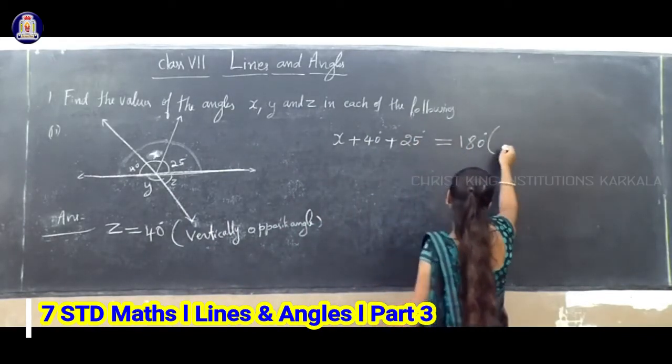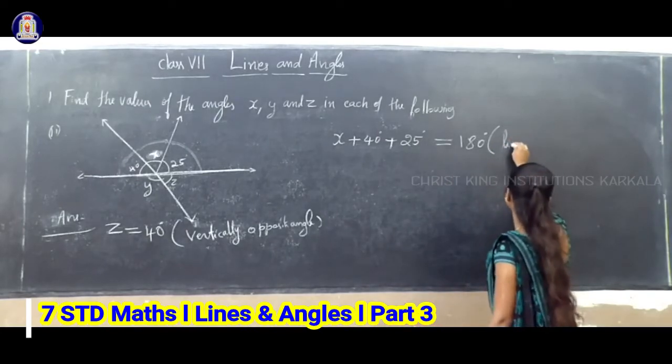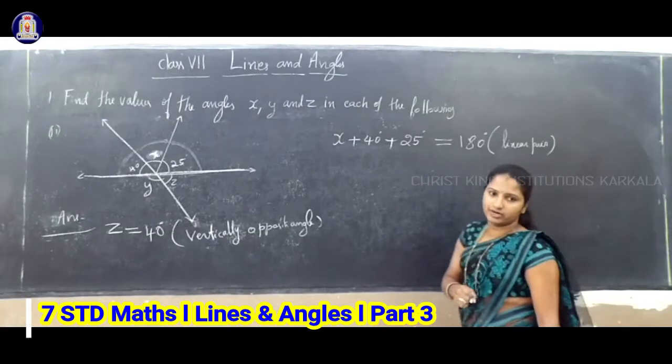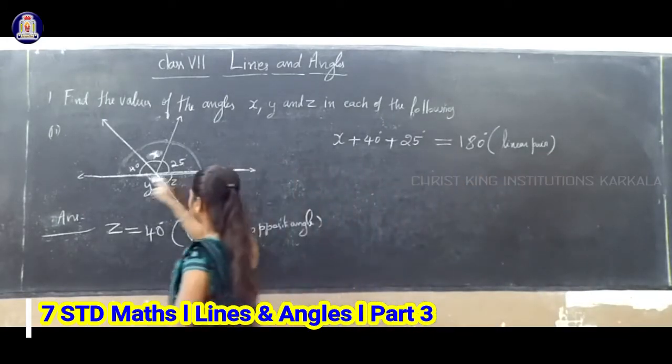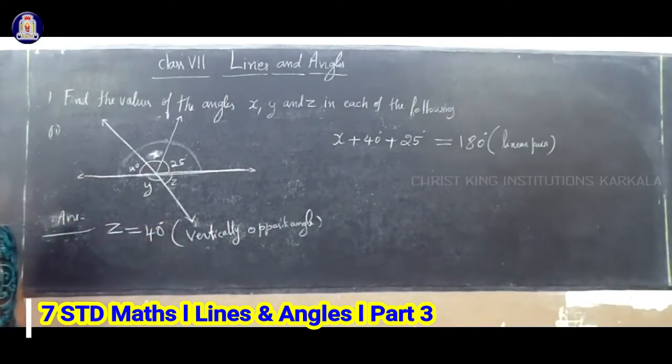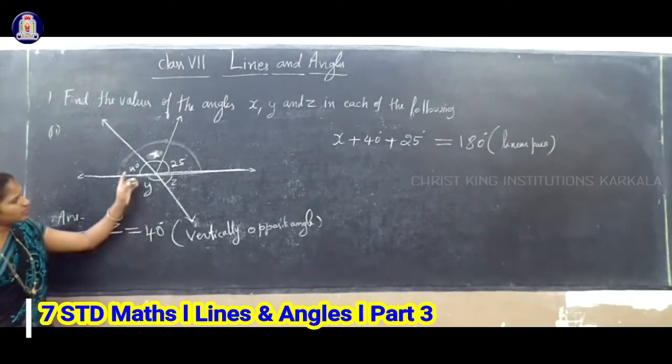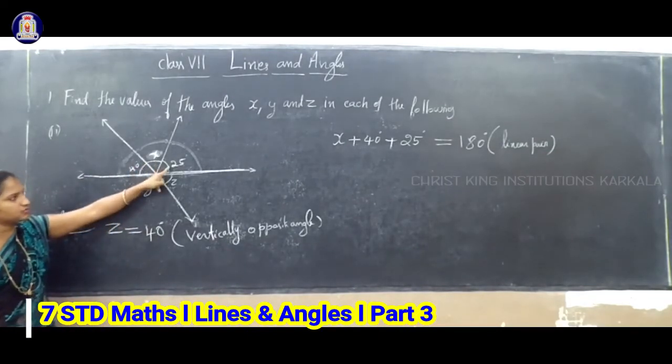Why is this 180? Because linear angle. Or you can say that a straight angle is 180 degree. Straight line, straight angle is 180 degree. Or you can write linear angle. Clear? So now 40 degree plus x plus 25.